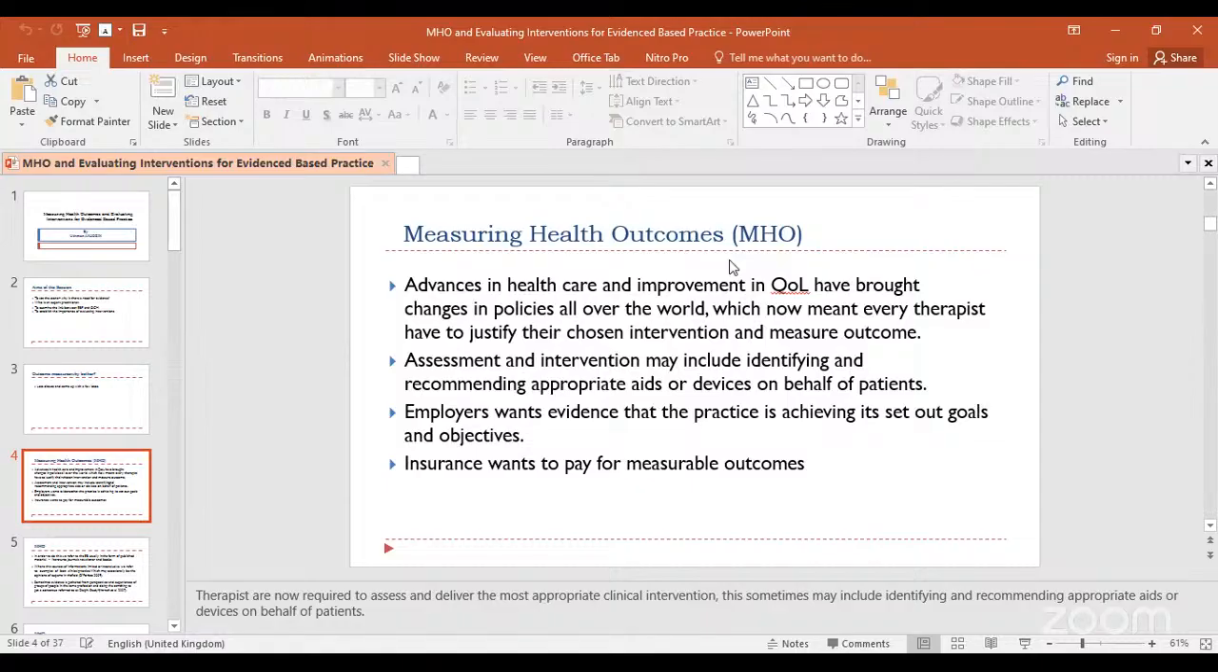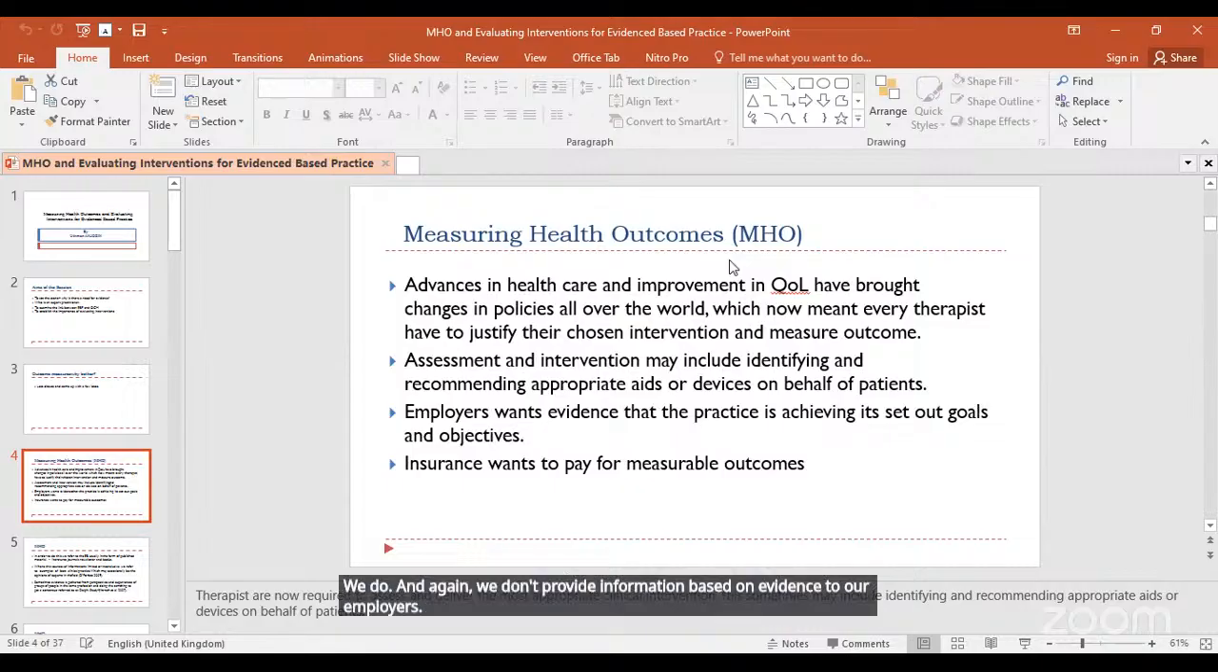A lot of us use tools and aids for interventions. A lot of us also use our gut to apply them, and we cannot objectively bring up a rationale for why we do what we do. And again, we don't provide information based on evidence to our employers on why something should be done. We make recommendations based on what we think we want, not based on what evidence says.